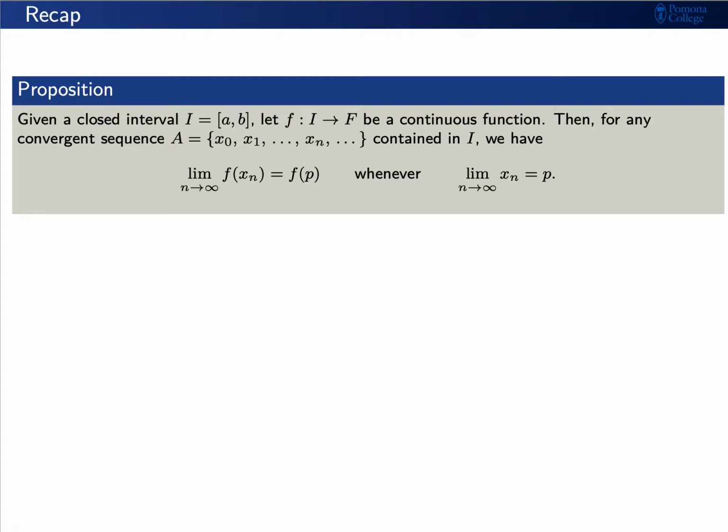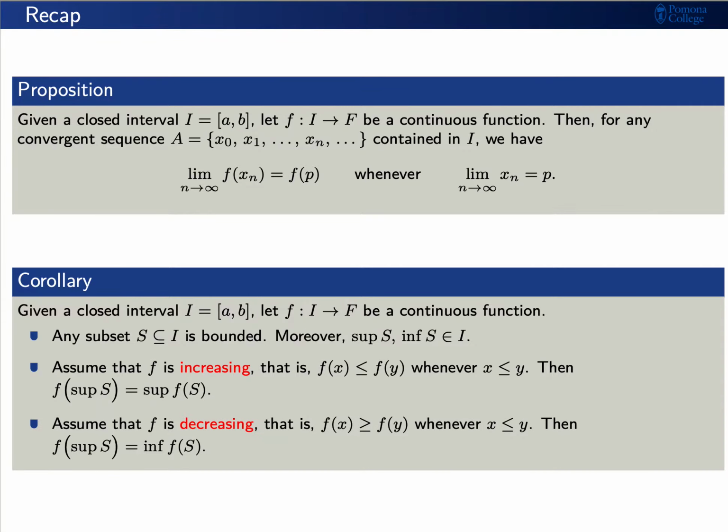Then for each convergent sequence A contained in I, we have the limit as n increases without bound of f of x sub n equals f of p whenever the limit as n increases without bound of x sub n equals p. As a corollary, we have the following statements.